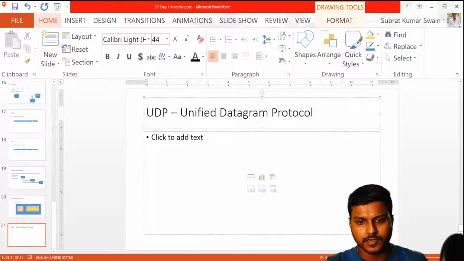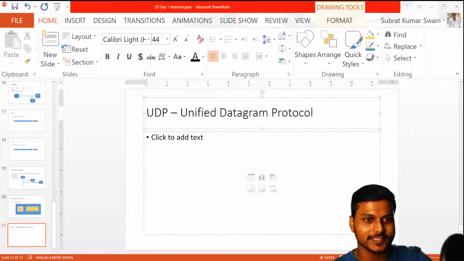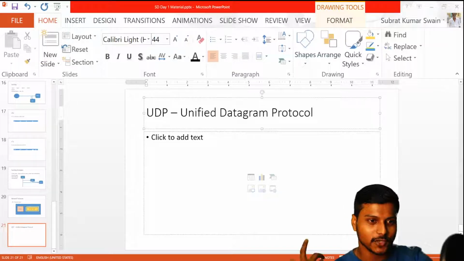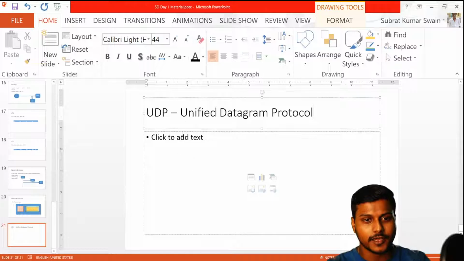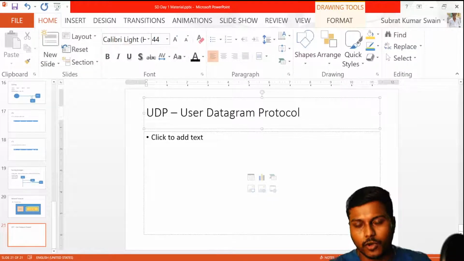We are so used to using these terms, UDP, TCP, that we don't normally remember the full form. Let me check it once. Yeah, sorry, guys, it is User Datagram Protocol, not Unified Datagram Protocol. My bad. It is User Datagram Protocol, UDP.